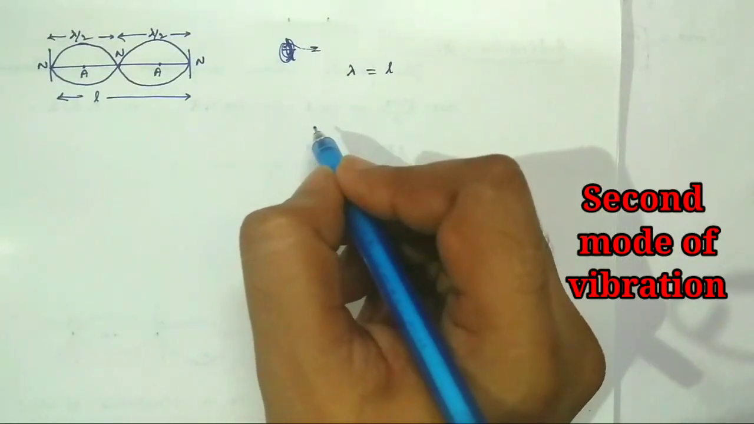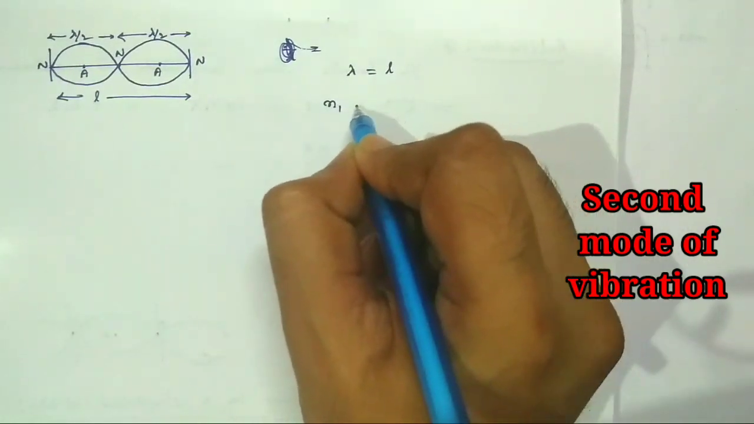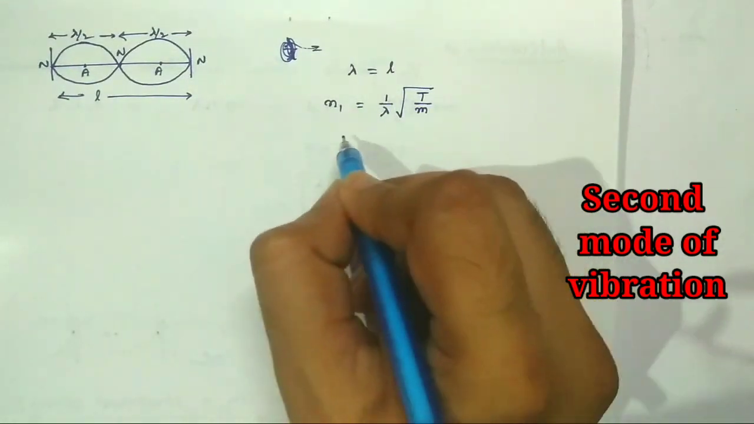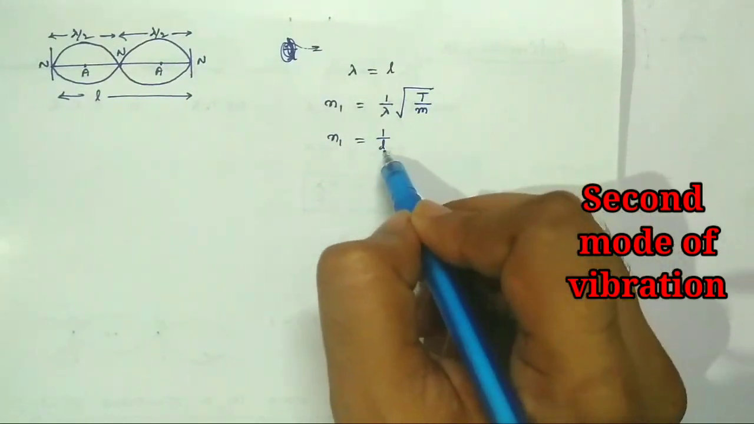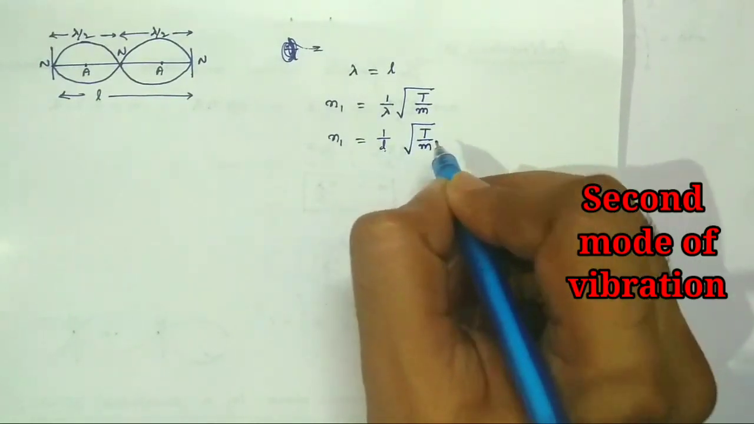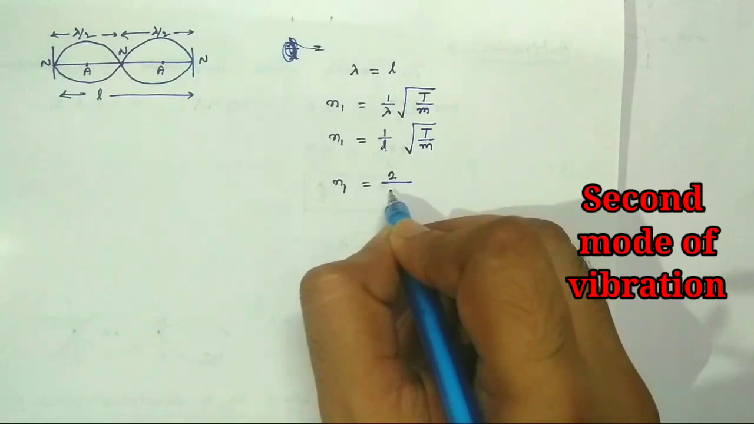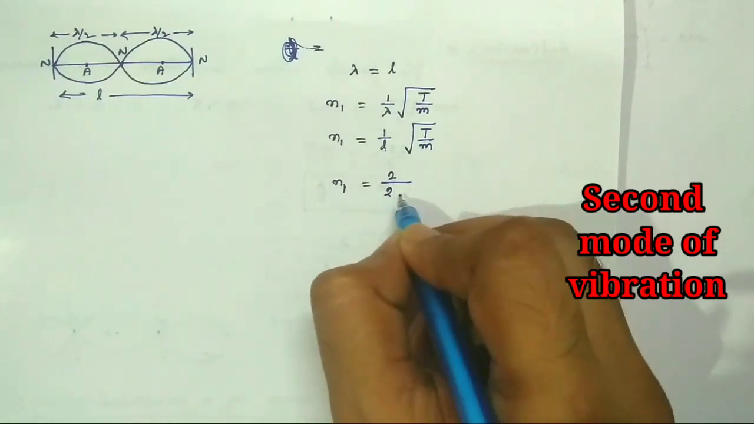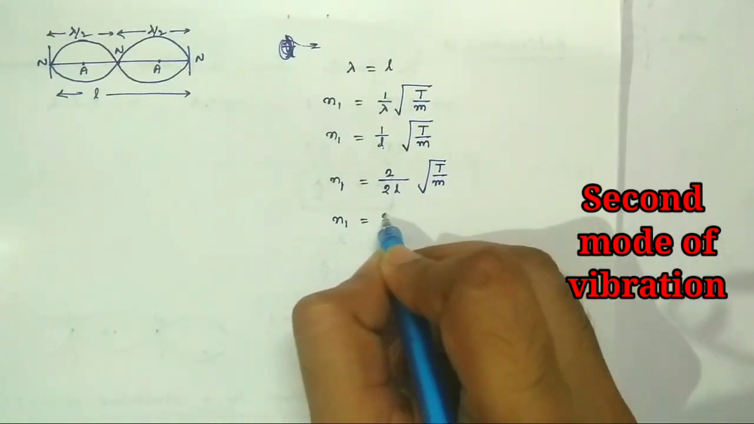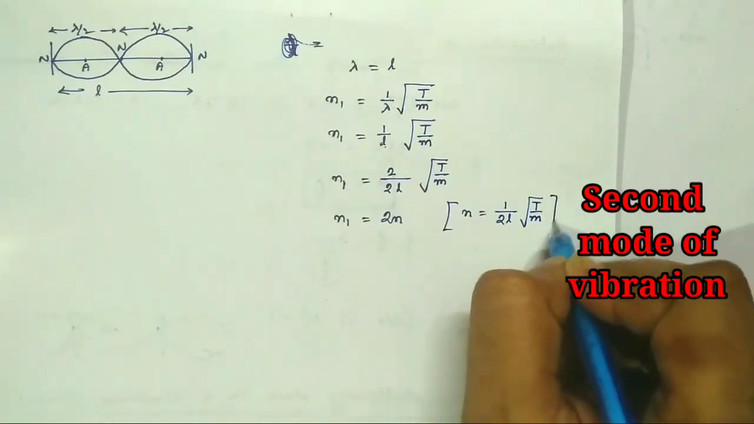Now we know that N equal to 1 by lambda root over T by M. Then in this case N1 is given by 1 by lambda root under T by M, or N1 equal to 1 by L after putting the value of lambda equal to L. 1 by L root under T by M, multiplying by 2 in both numerator and denominator, we get N1 equal to 2 by 2L root over T by M, which gives you N1 equal to 2N, since N equal to 1 by 2L root over T by M.